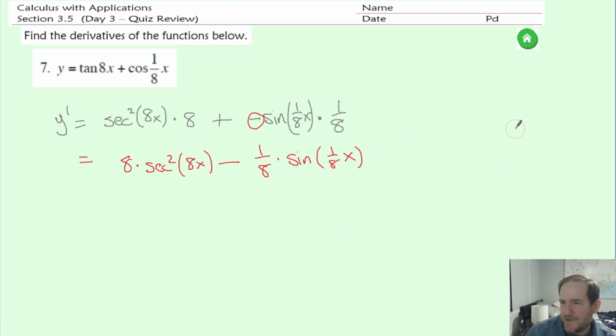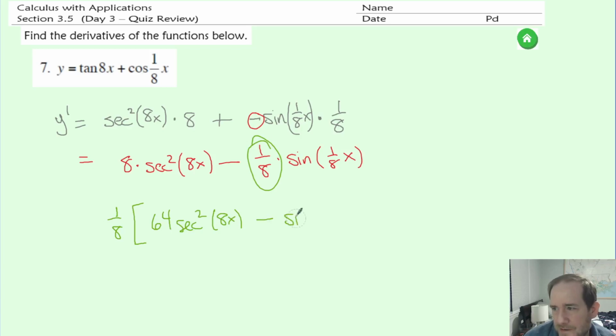And can we do any better from here? Not really. What could we do? The only thing I could say is if we didn't like this fractional coefficient, then we could factor out an 8. Factor out an 8, is that what I mean? No, I mean factor out the 1/8. We could factor out a 1/8. But that would mean dividing this 8 by 8, or dividing that 8 by 1/8 and getting 64. Secant squared of 8x.